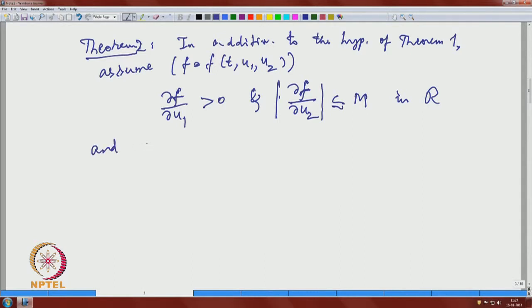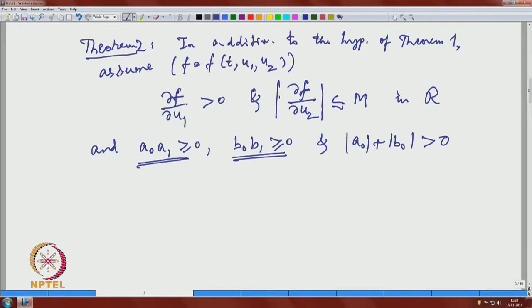And so, A 0, A 1 have the same sign, and B 0, B 1 have the same sign, and A 0 and B 0 do not vanish simultaneously. So, we already assumed that A 0 and A 1 do not vanish simultaneously and B 0, B 1 do not vanish simultaneously. Those are standing hypotheses on the boundary conditions. In addition to that, now we are assuming that A 0 and A 1 have the same sign, B 0, B 1 have the same sign, and A 0, B 0 do not vanish simultaneously. Then the BVP has a unique solution.